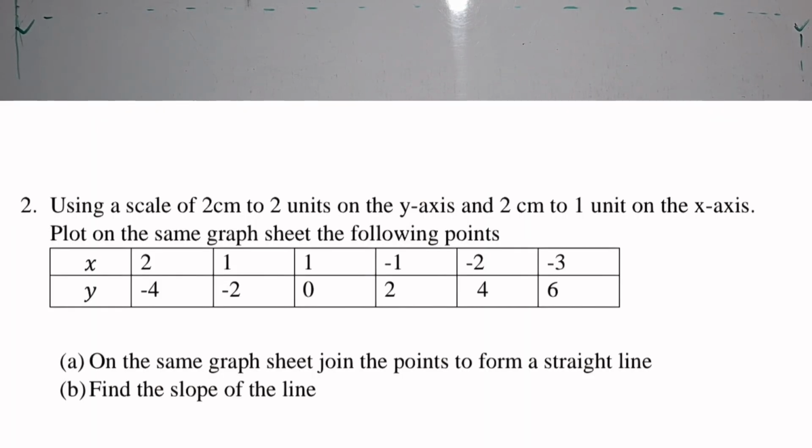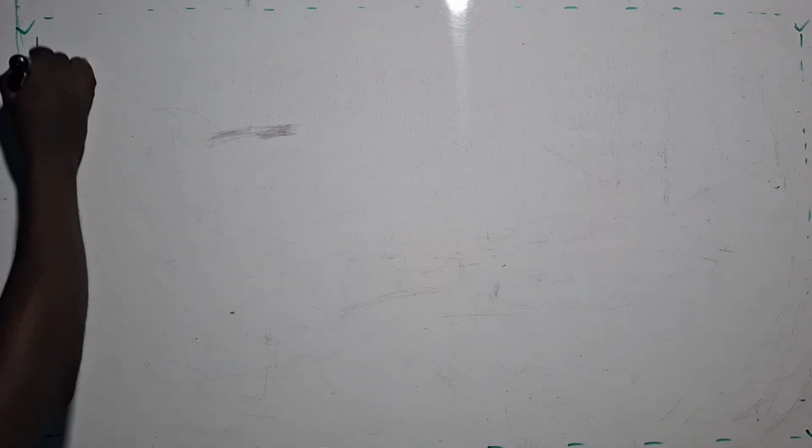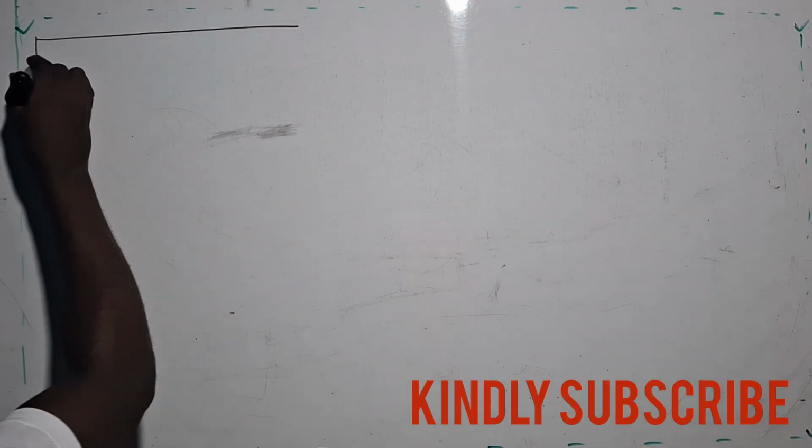So the question 2 on the screen, the second question, is: using a scale of 2 centimeters to 2 units on the y-axis and 2 centimeters to 1 unit on the x-axis, plot on the same graph sheet the following points. Sometimes the points or the coordinates can be given in a tabular form, and this is what is on the screen. So the x values are given and the y values are also given.